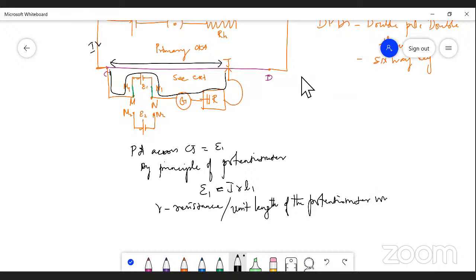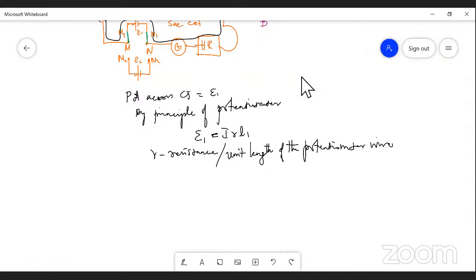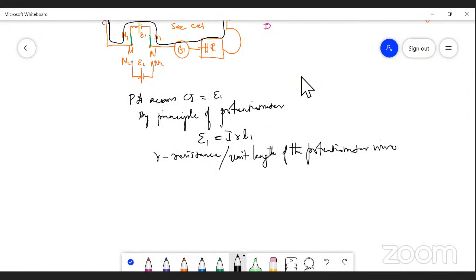This is very important, must be mentioned. Small r is the resistance per unit length of the potentiometer wire. So small r, the resistance per unit length of the potentiometer wire, and the current flowing through the circuit for a given position of the rheostat, current and the small r can be taken as constant. So I can write E1 is directly proportional to L1. Let me consider this as equation number 1.